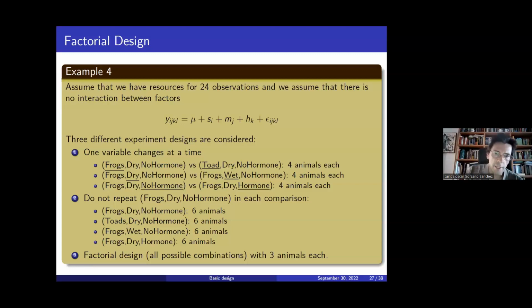The factorial design that makes all possible combinations, that are 8 combinations, is using 3 animals in each one of the combinations. And again, the total size of the experiment is 24. But you see that the 3 experiments are very different. Turns out that the most powerful experiment is this one. So whenever you want to make any one of these comparisons, the species is making a difference, being dry or wet is making a difference, the hormone is making a difference, all those comparisons, the most powerful ones, powerful in terms of capacity to tell you if there is a difference or not, it is given by the factorial design.